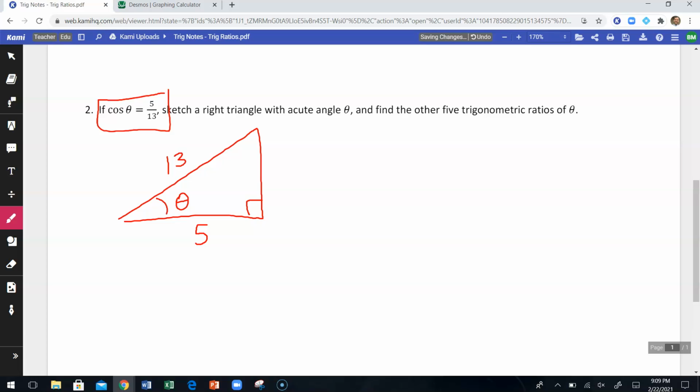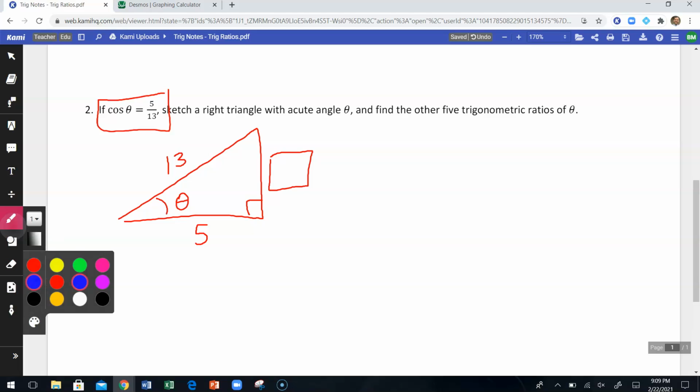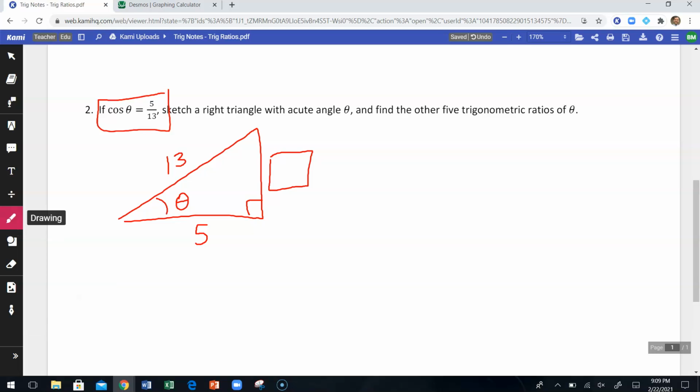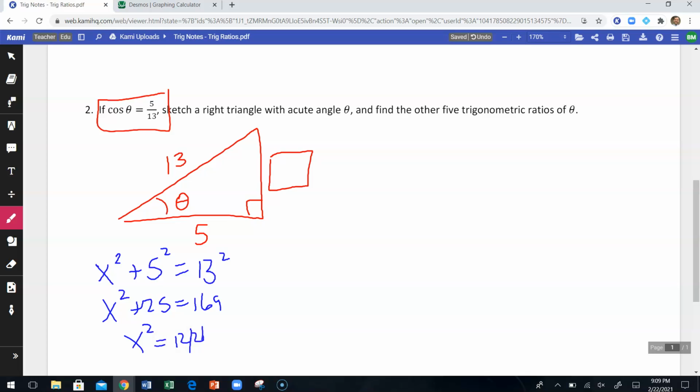So if I want to find the other trig ratios, I need to know what the other side length is. So I'm going to have to do a little bit of work to get that, which is going to be the Pythagorean theorem. So essentially what I have here is that whatever that side length squared is plus 5 squared has to equal 13 squared. Right? It's got to fit the Pythagorean theorem. So x squared plus 25 has to equal 169. So x squared would have to be 144, which means that x is 12. So there's my side length, it's 12.